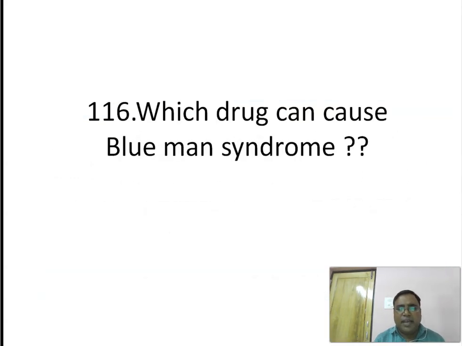Next, which drug can cause blue man syndrome? If you give this drug, then there will be formation of blue man syndrome.